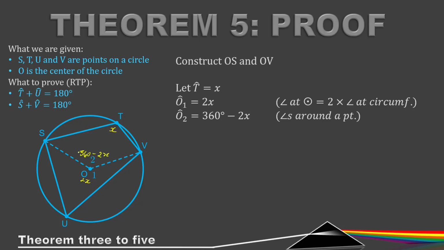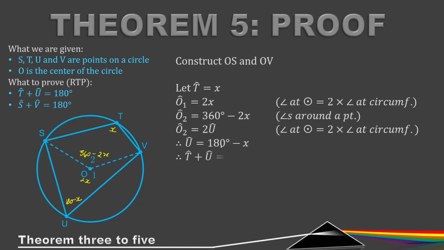And then we can say that this angle here subtended would be 2 times this angle over here. So that would make S U V 2U. So that would mean that O2 is twice U. Angle at the center is 2 times the angle at circumference, and that means if we divide this by 2, we get 180 minus x.